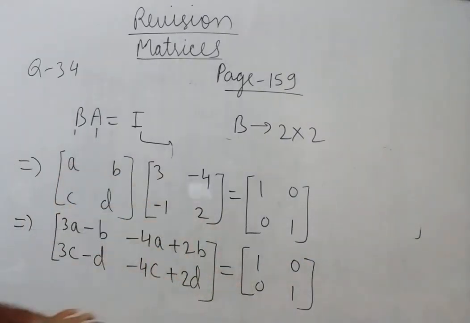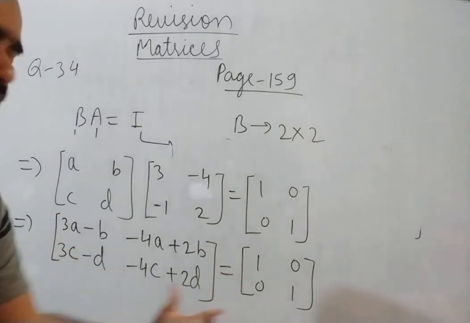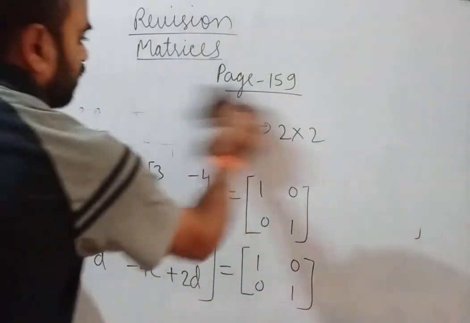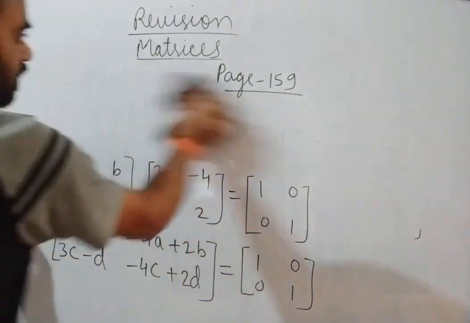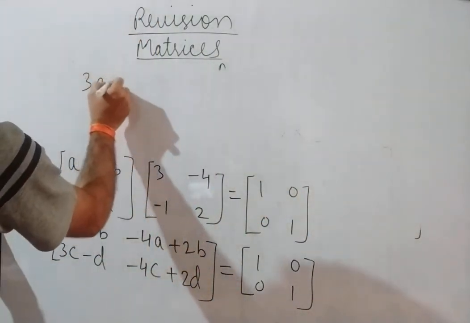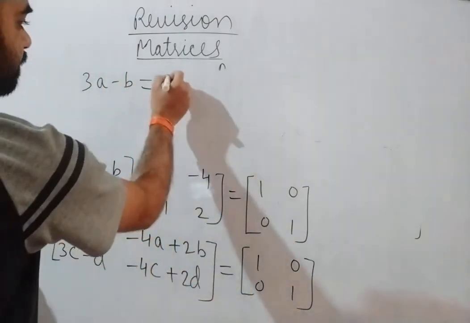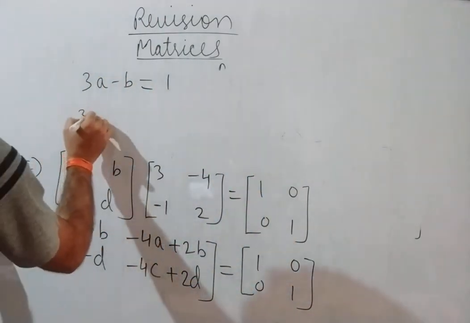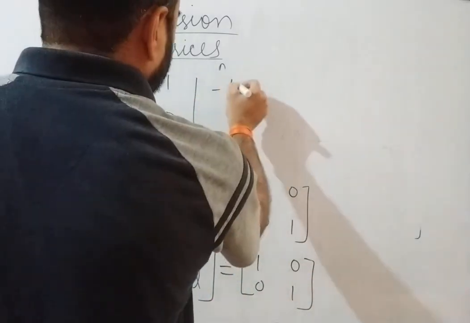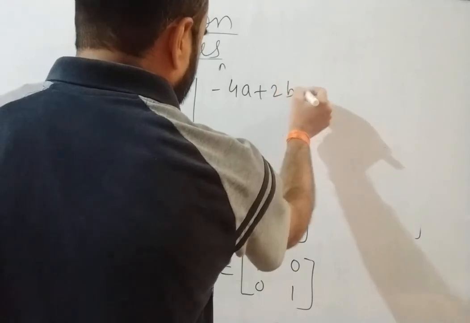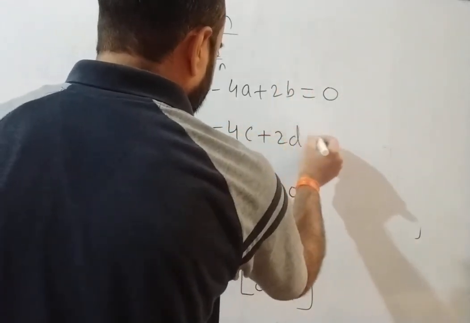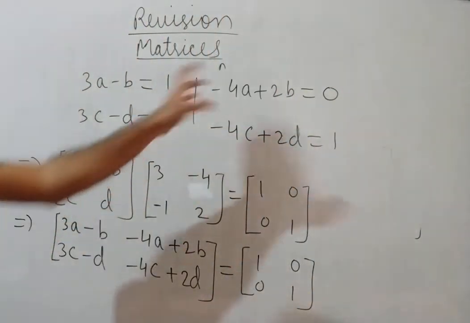Now after multiplication, both the matrices are equal. It means corresponding elements will be the same. So we will get 4 equations. First equation is 3a minus b is equal to 1. Next is 3c minus d is equal to 0. Next, minus 4a plus 2b is equal to 0. Minus 4c plus 2d is equal to 1. Clear? Now we have to solve.